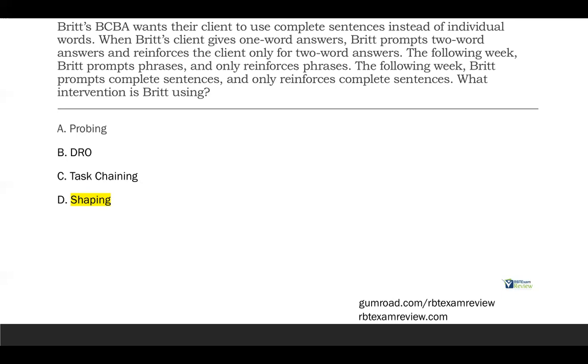So Brit is shaping this behavior to go from these individual answers, these one words, very simple, basic language, to complex, more complete sentences. So pretty easy intervention question, something you should be able to answer almost before you finish reading the question.